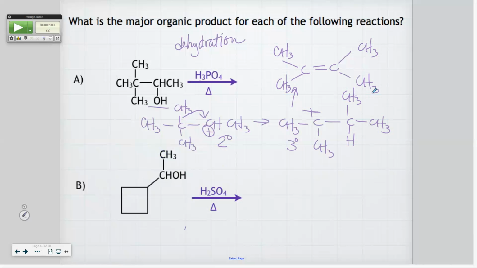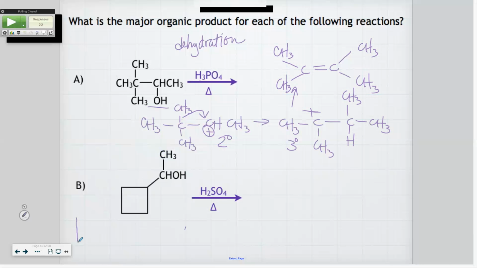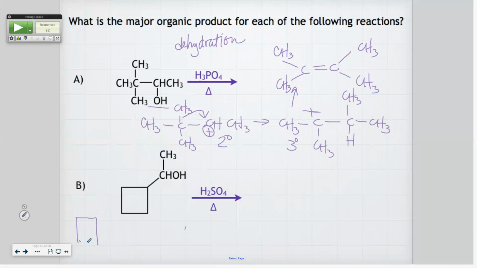Okay, now what do you think it was for that one down there? I need to put them on separate slides because there's not enough room. Okay, so you protonate the OH, and then what? What happens after you protonate the OH? You lose water, and make a carbocation. Okay, now what do you want to do?